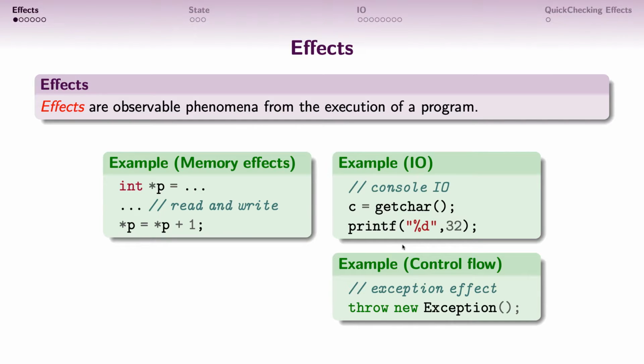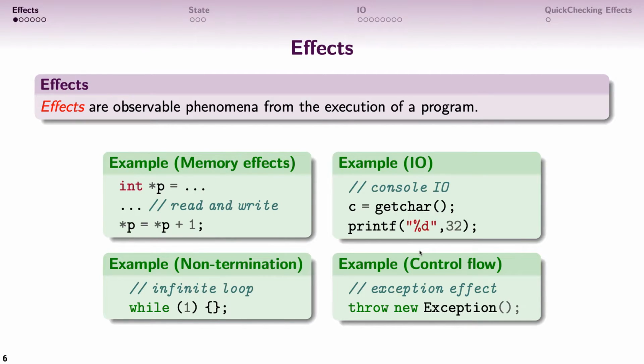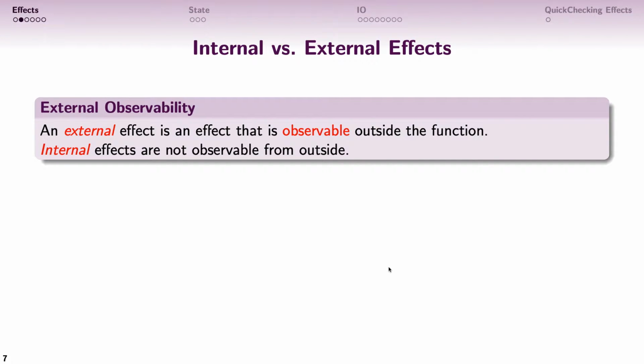Control flow is another example of an observable phenomenon, like if a function throws an exception, that can be observed by another function. And non-termination similarly, and termination as well. So these are all examples of effects. It's essentially just stuff that the program does to affect the outside world. External observability refers to effects that are observable from outside the function, and this is the majority of the effects we deal with.